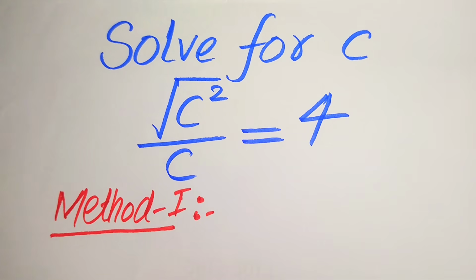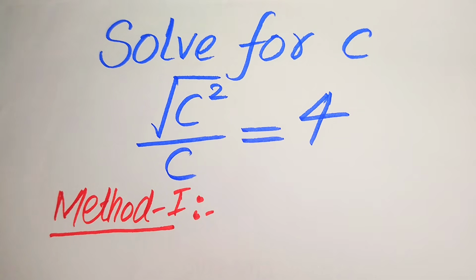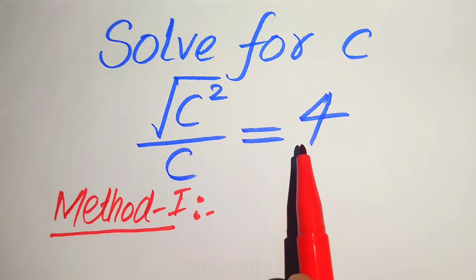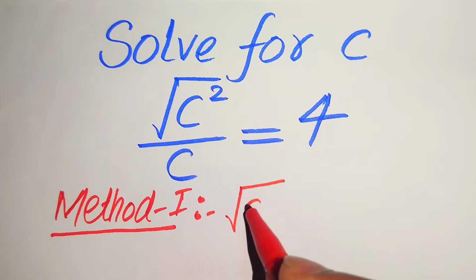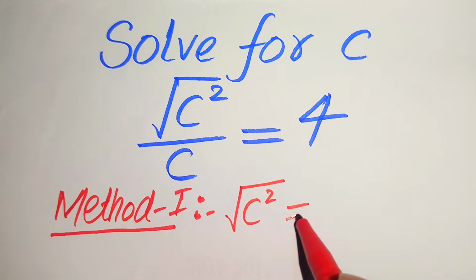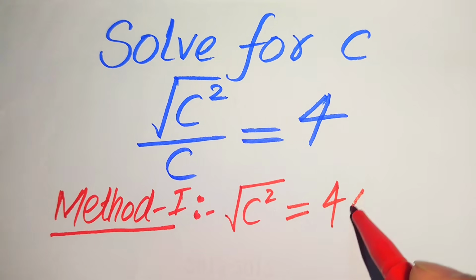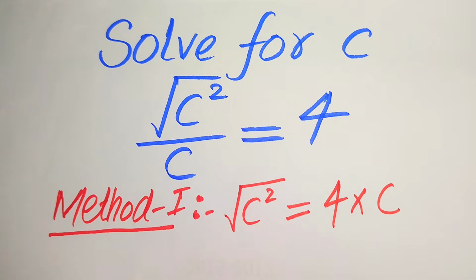And now we move towards the solution of this problem from the first method. Here first I try to find all the roots of this equation. So for this we move the term c from the left hand side to the right hand side. So this will be written as square root of c square is equal to 4 times c.